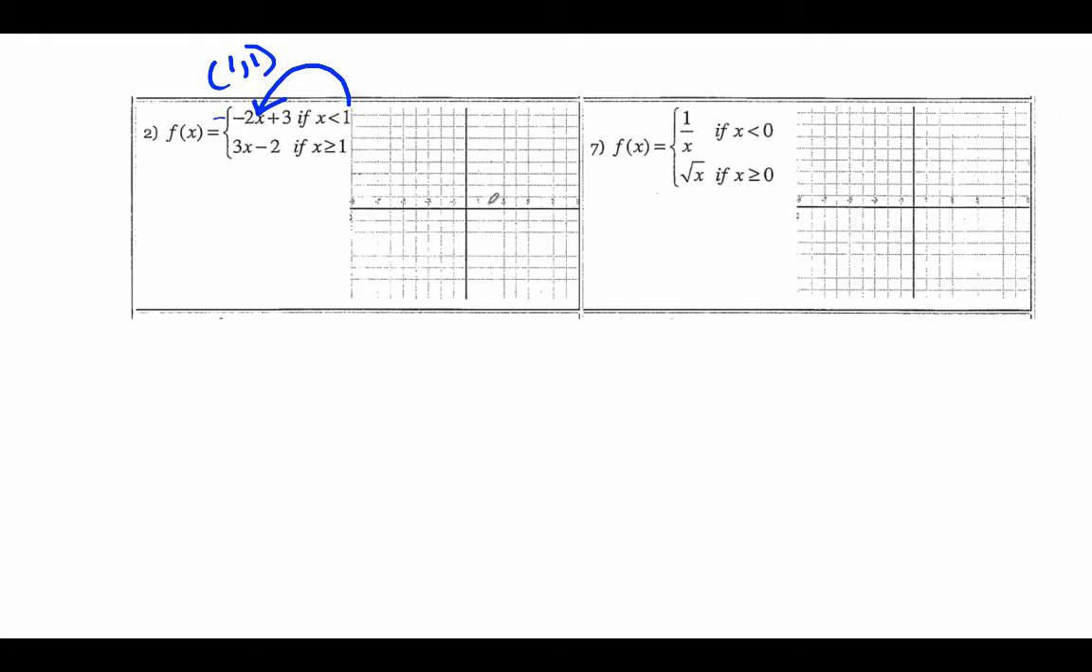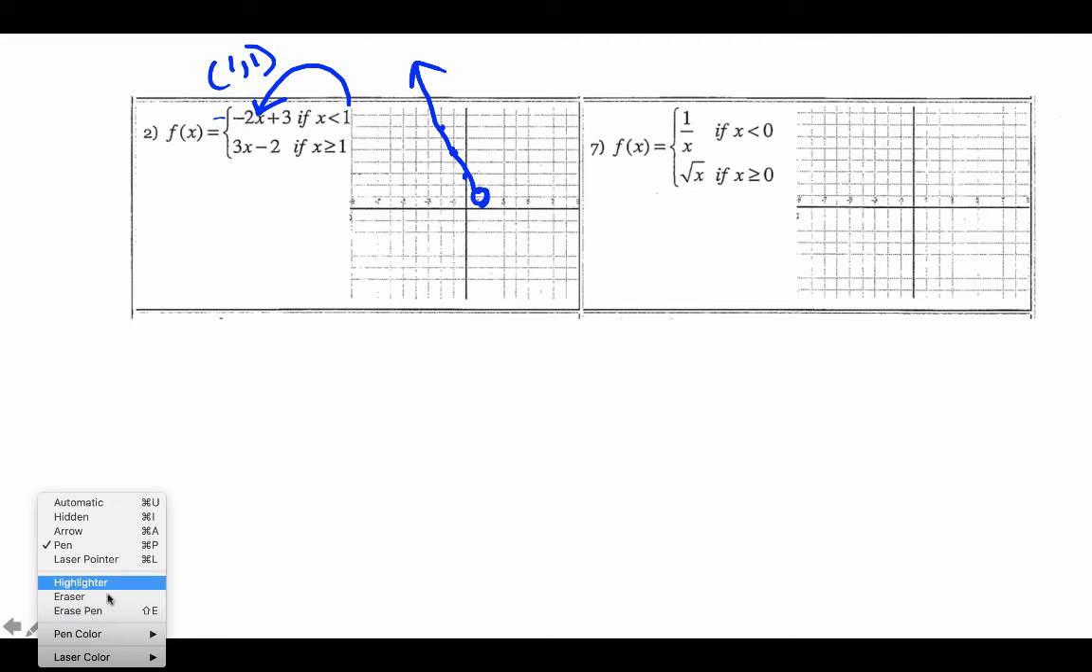So 1, 1 is my boundary point, and it's open. So I go to 1, 1, open circle. I'm going less than 1, so I'm going to apply a slope of -2. Negative slope's going to go like this, up 2, right 1, up 2, right 1, up 2, left 1. And now we graph that piece.